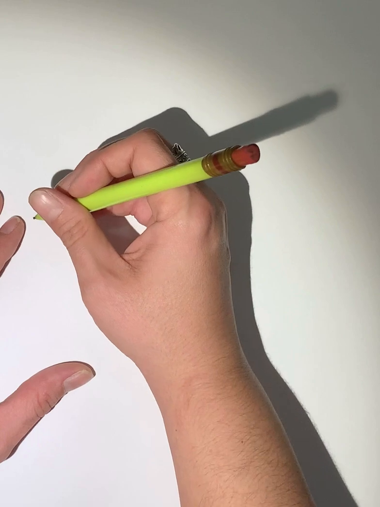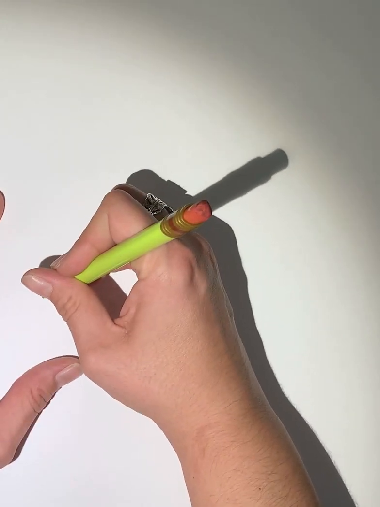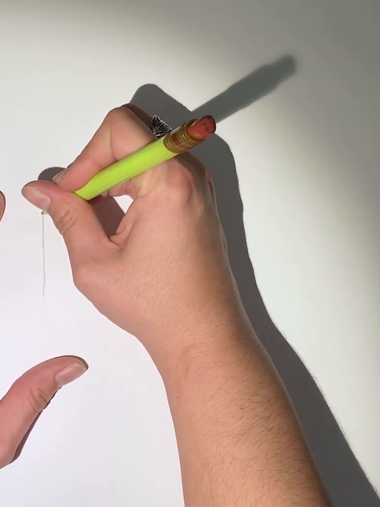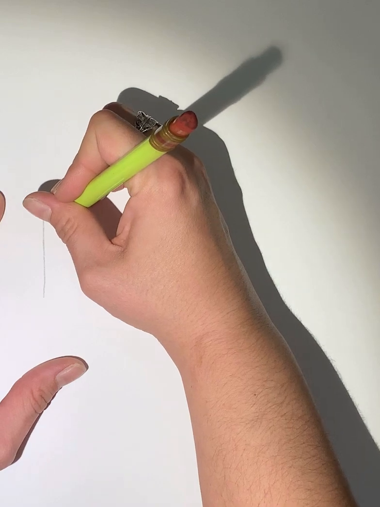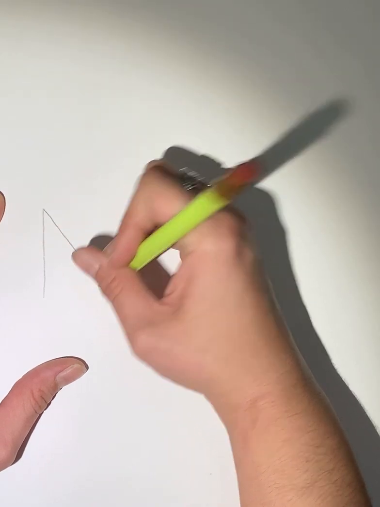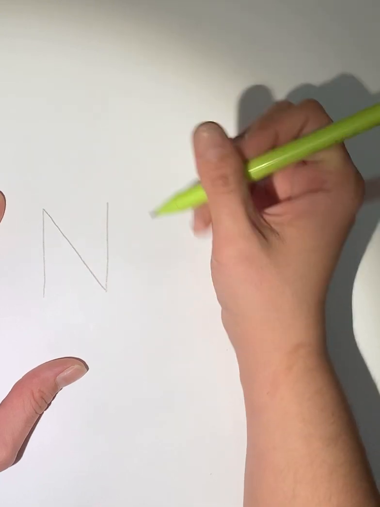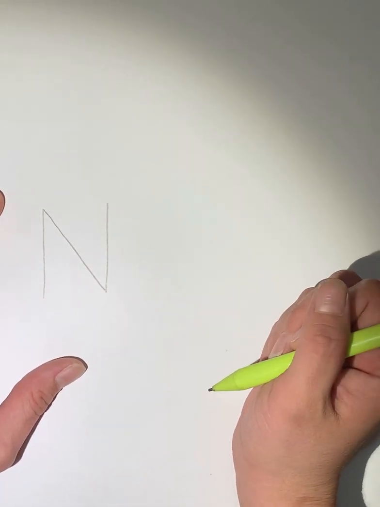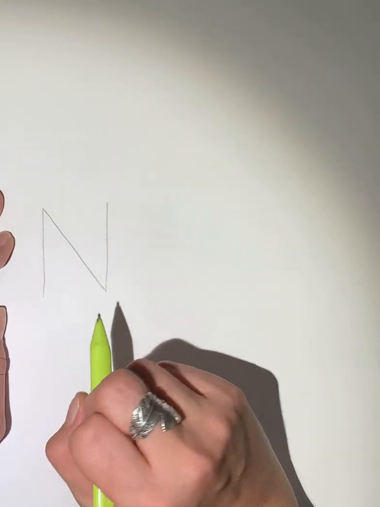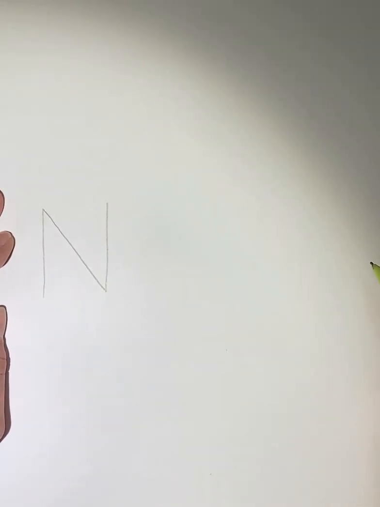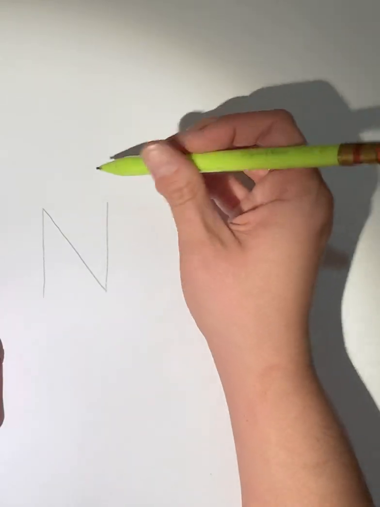So I'm going to demonstrate first with the letter N. And normally you want to write these really lightly, but I am writing a little bit darker just so you can see in the camera. Okay, so after you draw your letter, then to make a bubble letter, you're just going to circle around it.